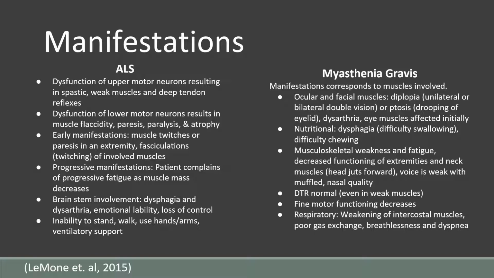Clinical manifestations of myasthenia gravis include manifestations that are corresponding to the muscles that are involved. If the ocular and facial muscles are involved, you'll have unilateral or bilateral double vision, drooping of eyelids, dysarthria, and eye muscles that are affected initially. Nutritionally, you'll have symptoms of dysphagia and difficulty chewing. Musculoskeletal weakness and fatigue, decreased functioning of extremities and neck muscles, such as head jutting forward, and often the voice will become weak, muffled, and have a nasal quality.